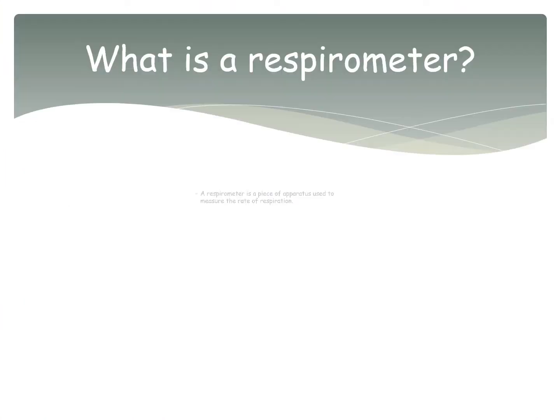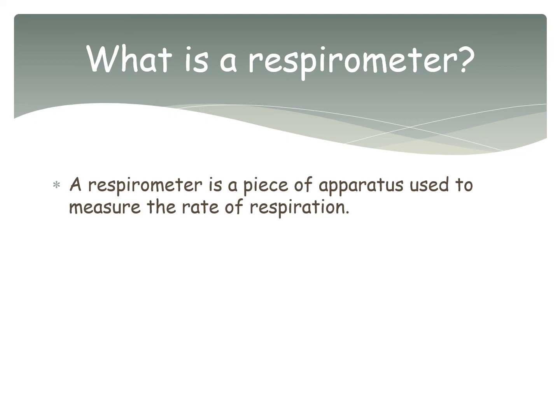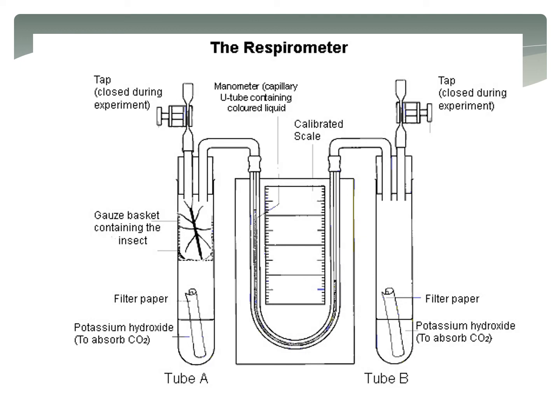So what is a respirometer? A respirometer is a piece of apparatus used to measure the rate of respiration. This is a picture of a respirometer. You see an organism, an insect, in this test tube, stuck in a gauze basket. Then you've got your delivery tube, and your manometer, a U-tube collecting coloured liquid. On the other side, you've got nothing in the other test tube with your delivery tube. You've got potassium hydroxide, which is used to absorb carbon dioxide.